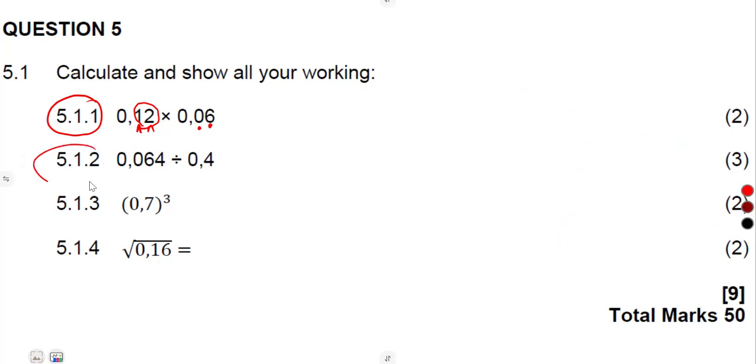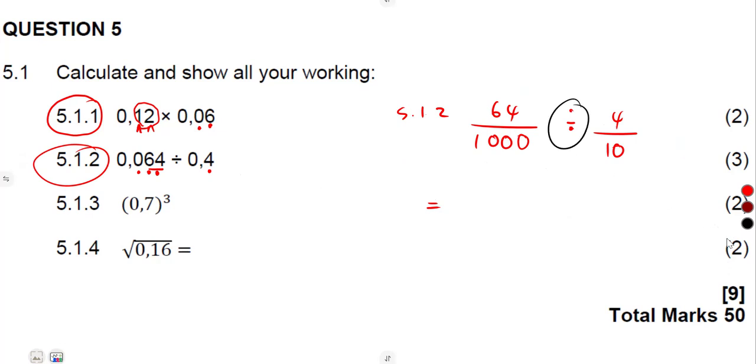All right, here it's a division again. 64, so that's 64 over what? 1, 2, 3. So that's over 1,000, 3 zeros. Divided by 0.4. So that's 4 over what? 1 decimal place. So that's over 10. Remember, division, we have to introduce multiplication, then change the second fraction. So it's 64 over 1,000 times, you're going to change this, and it's going to be 10 over 4.